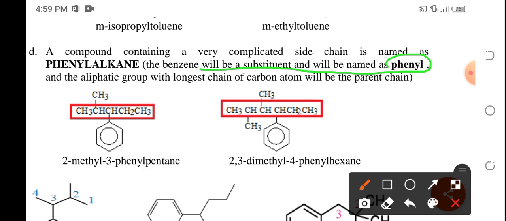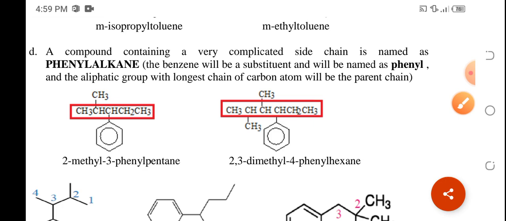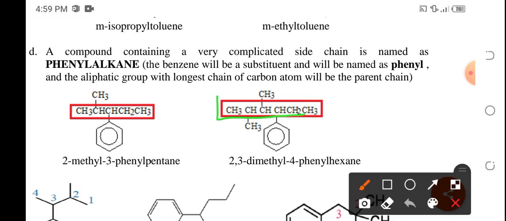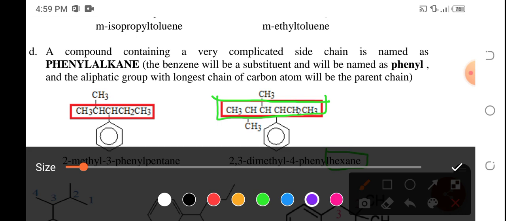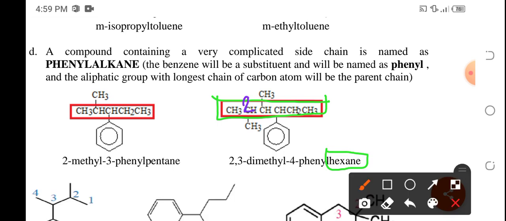Next example, this is an arene. It has, however, an aliphatic group here with a very complicated structure. So therefore, we have to name this as phenylalkane, wherein the benzene ring is just a substituent and not the parent chain. We choose the parent chain as the longest chain in the aliphatic part. That would be 6 carbon atoms, so that's hexane. It was numbered from left to right such that this is carbon number 2 and that's carbon number 3, and they are both methyl groups.